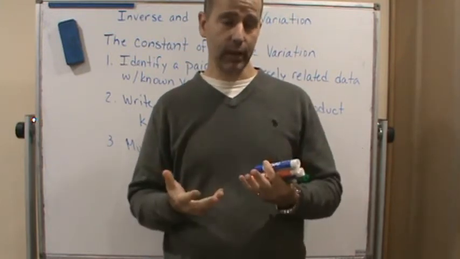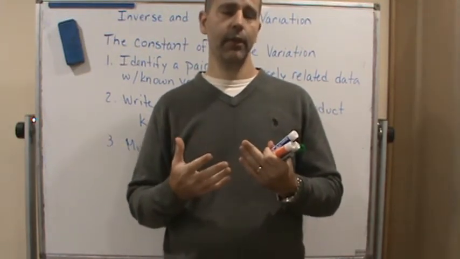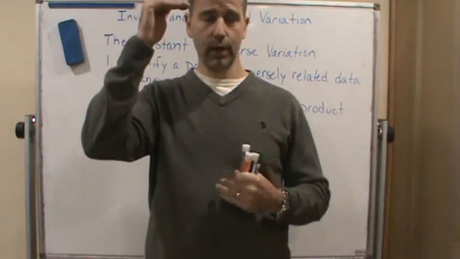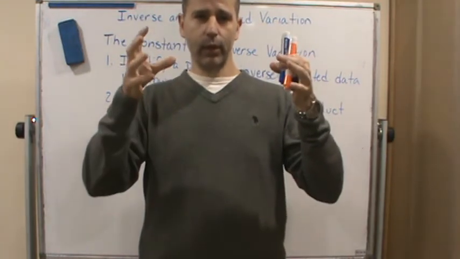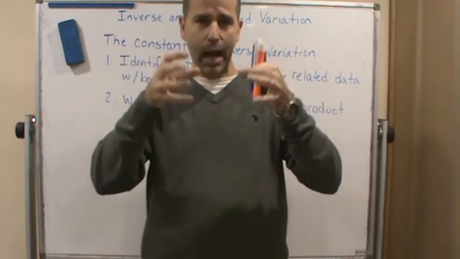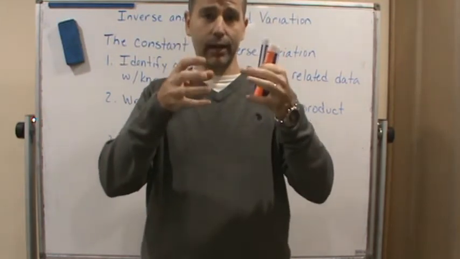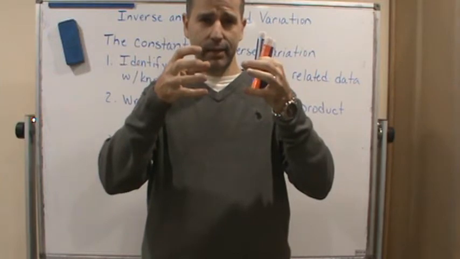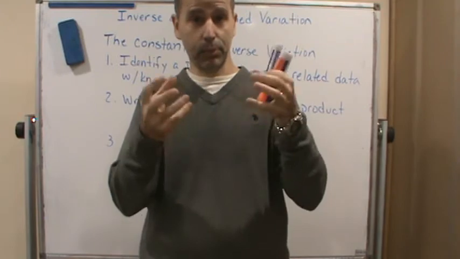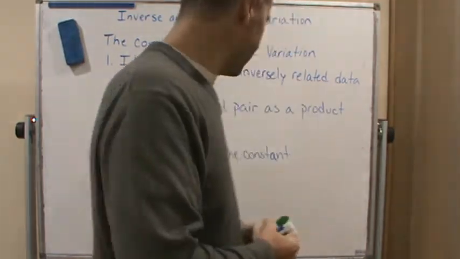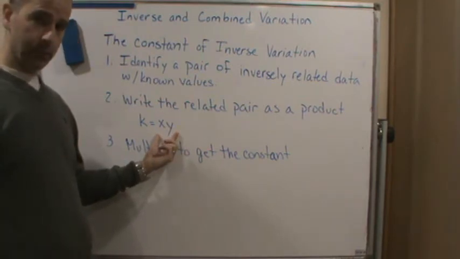In inverse relationships, when we have two variables that are inversely related to each other, then we know that, again, as one goes up, the other one has to go down. As one goes down, the other one has to go up, okay? So in that case, we know that the product of those two would have to be constant, because if we have a product that's constant, then as one factor goes down, the other factor has to go up in order to keep the product the same. So in this case, that's why we get that the product of xy is constant.